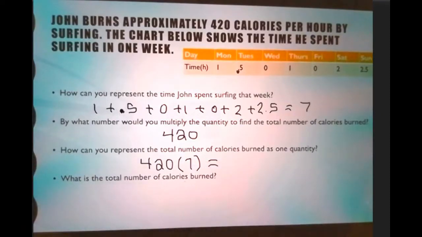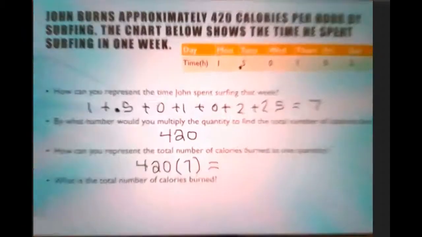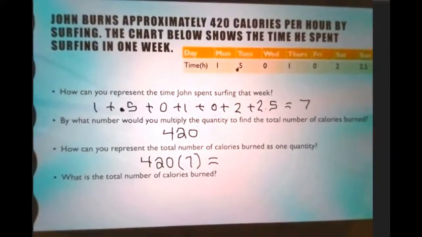I wish I burned 420 calories per hour. I could eat way more food then.